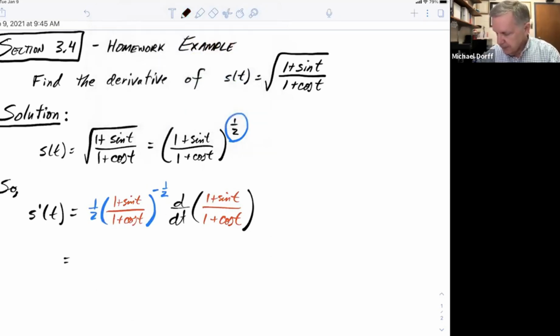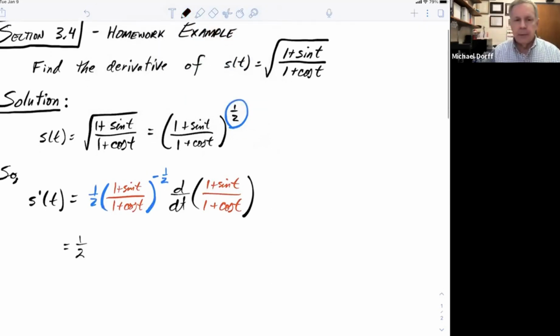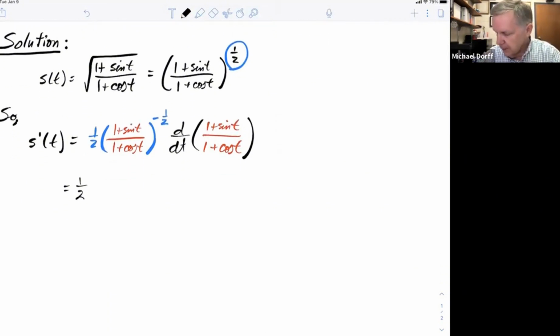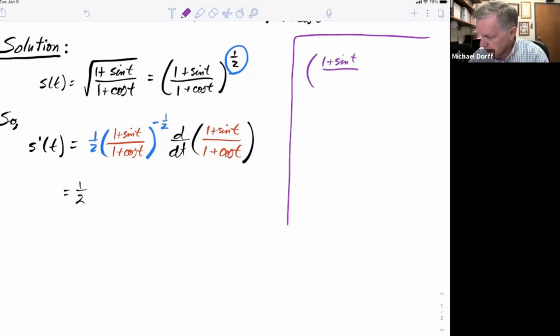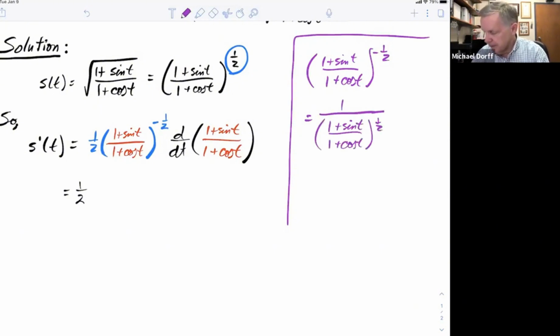So let's continue working on this now. So I have the 1/2. Now I have a parentheses to the negative 1/2 power. That's the same thing as doing the parentheses to the positive 1/2 power if I put 1 over it. But let me go off to the side here and let's look at this a little bit. What is 1 plus sine t over 1 plus cosine t to the negative 1/2 power? Well, that's the same thing as 1 over 1 plus sine t divided by 1 plus cosine t to the 1/2 power positive if I put it in the denominator.